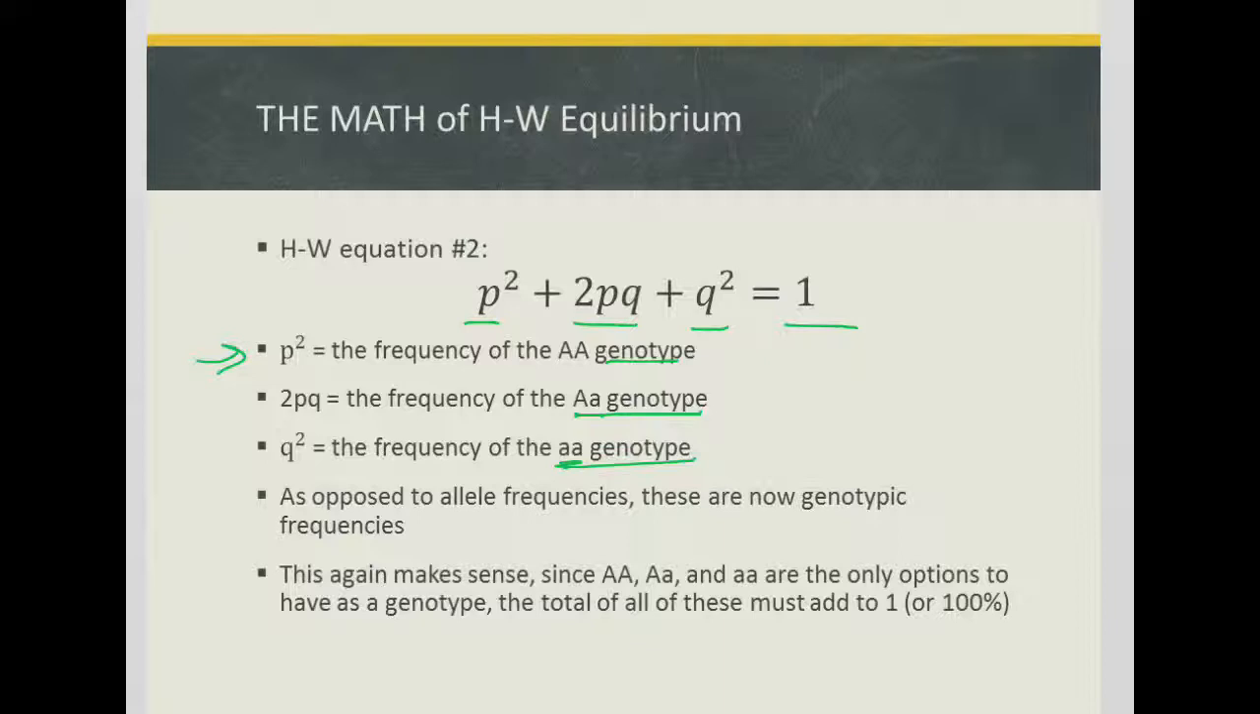As opposed to allele frequencies, there are now genotypic frequencies. For example, what's the frequency of this genotype or that genotype? And again, it makes sense that all of these frequencies add to 1 because these 3 genotypes are the only options they have. Therefore, the total of all of those must add to 100% or 1.